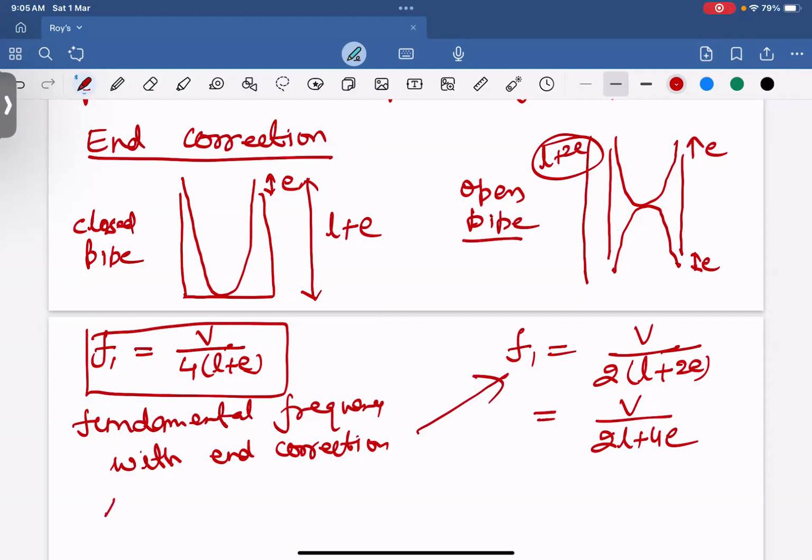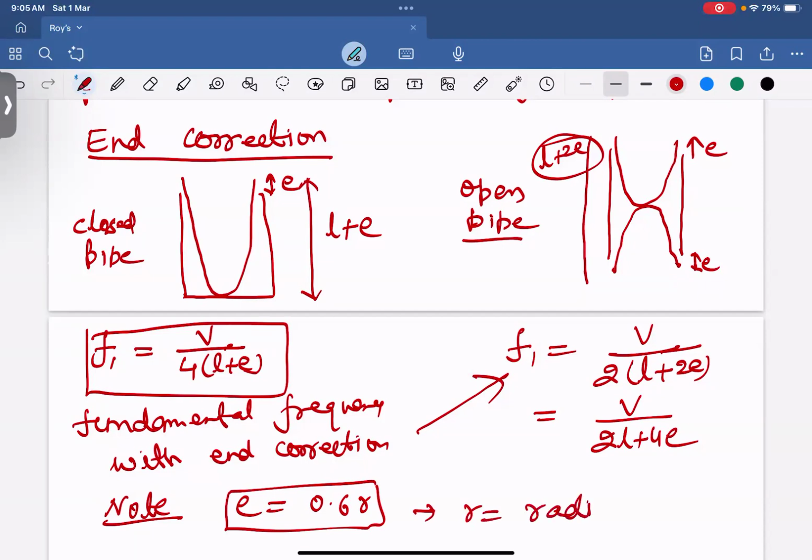You can write a note here also: what is E? E is actually 0.6 times the radius of the tube. Here R refers to the radius of the pipe. Understood? Yes, understood. Yeah, so if end correction is there, then you can slightly change your formula.